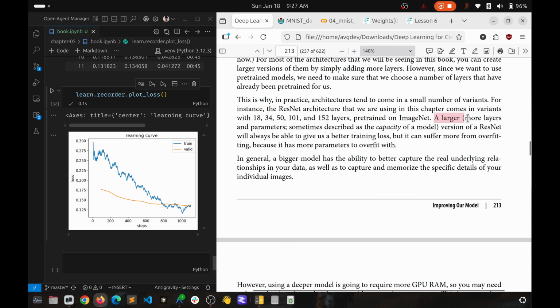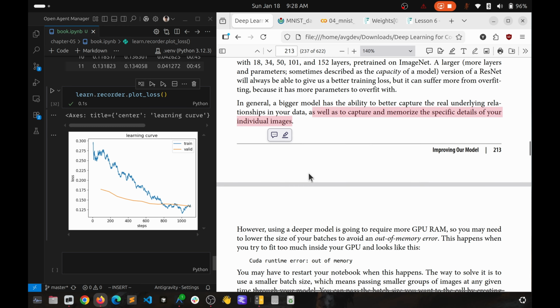A model with more layers and parameters is sometimes described as having a larger capacity. So the larger version of a ResNet will always be able to give us a better training loss, but it can suffer more from overfitting because it has more parameters to overfit with. In general, a bigger model has the ability to capture the real underlying relationships in your data, as well as to capture and memorize the specific details of your individual images.